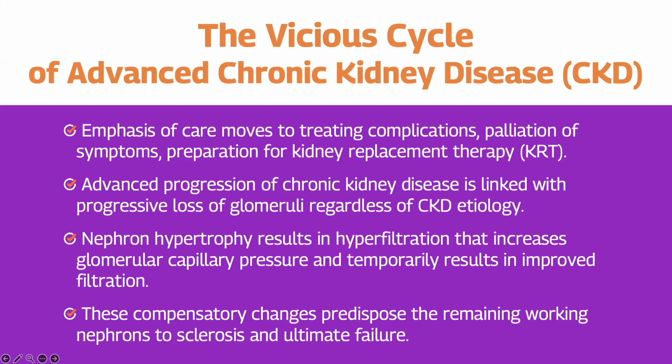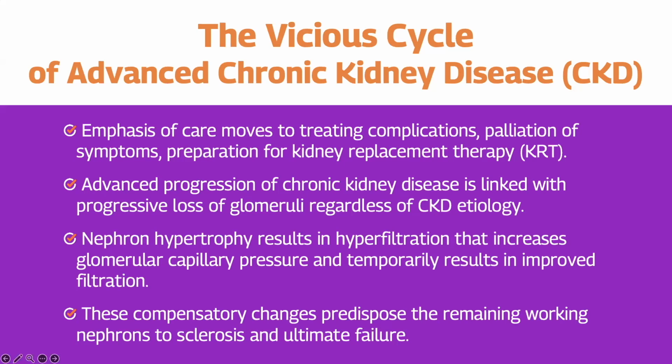So this advanced progression and the rate of decline of CKD is basically going to be directly linked to the loss of functioning of the patient's glomeruli, regardless of the cause of the patient's kidney disease. Also, we know that the kidneys can no longer sustain homeostasis due to progressive glomerular sclerosis, which is going to reduce the overall number of the patient's functioning nephrons.